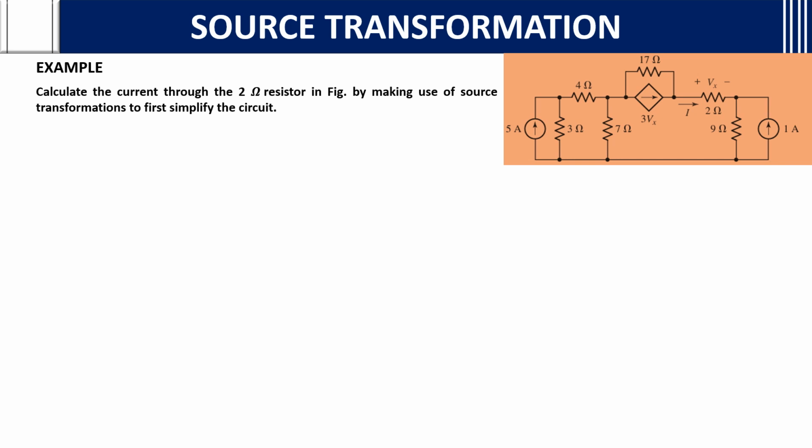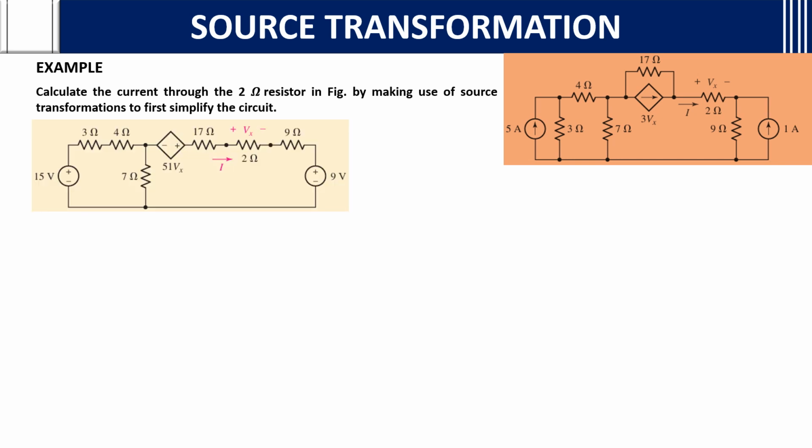Calculate the current through the 2 ohm resistor by making use of source transformation to first simplify the circuit. Source transformation should be used, that is clear. First, what can we do? Initially, we are going to convert the current source into a voltage source.